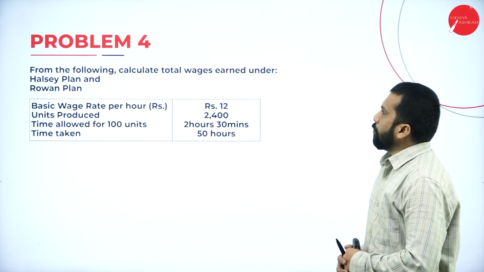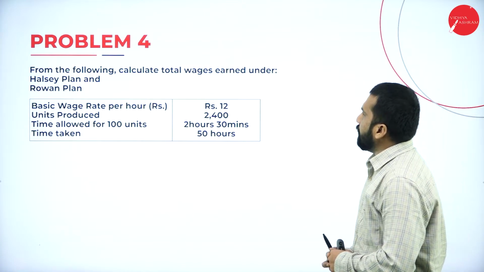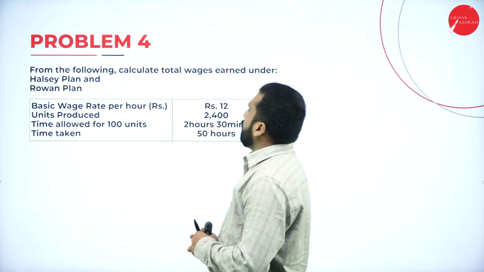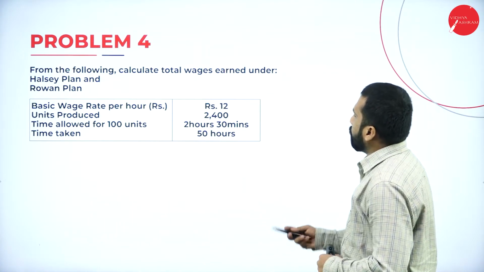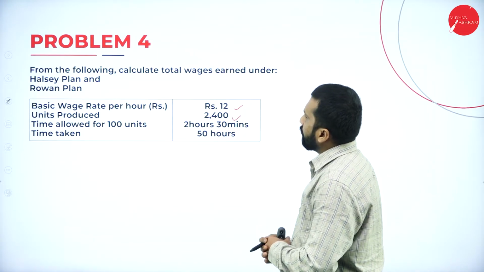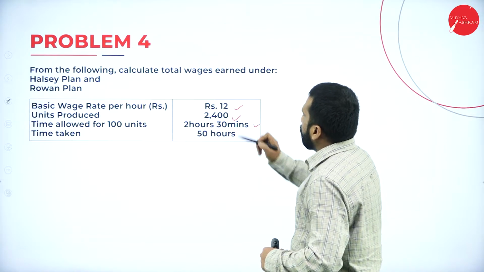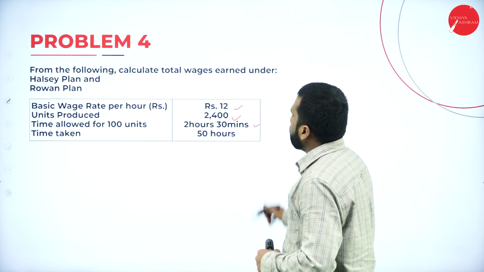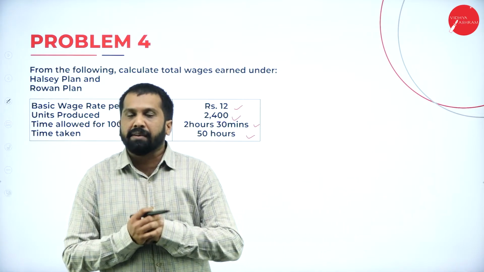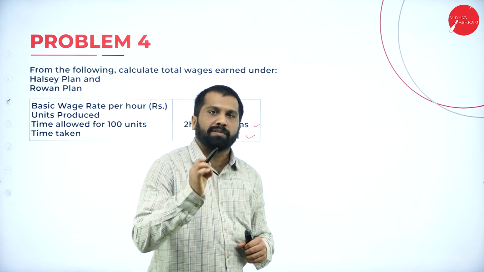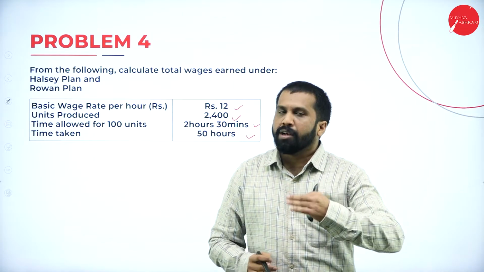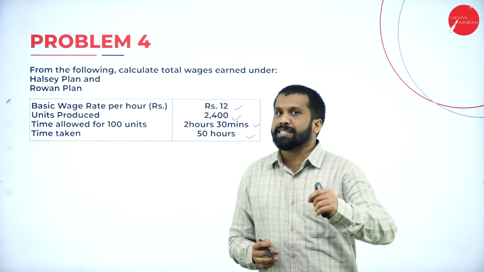And problem number 4. From the following, calculate total wages earned under Halsey plan as well as Rowan plan. Basic wage rate per hour, so what is the per hour wage rate, is 12. Units produced 2400. Time allowed for 100 units, 2 hours 30 minutes. Time taken is 50 hours. Now, you check this. Have they given anywhere what is the standard time? No. We are supposed to find out standard time. After finding standard time, we are supposed to find out even time saved also.